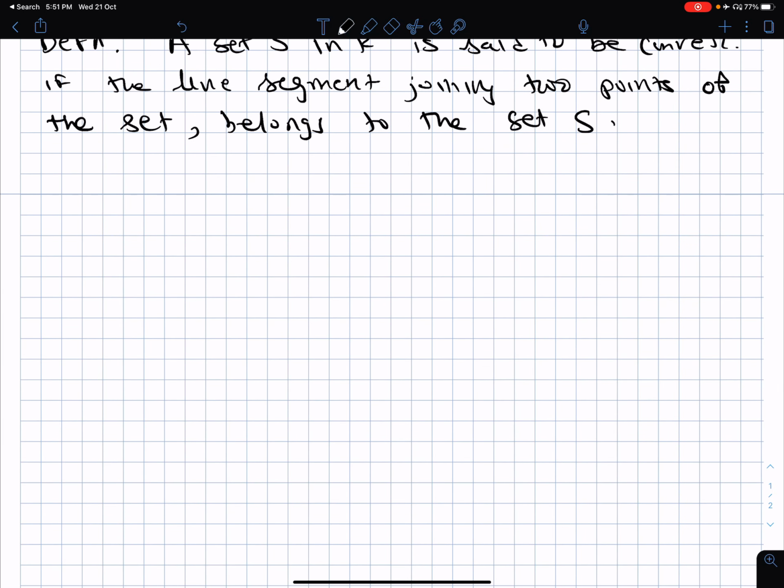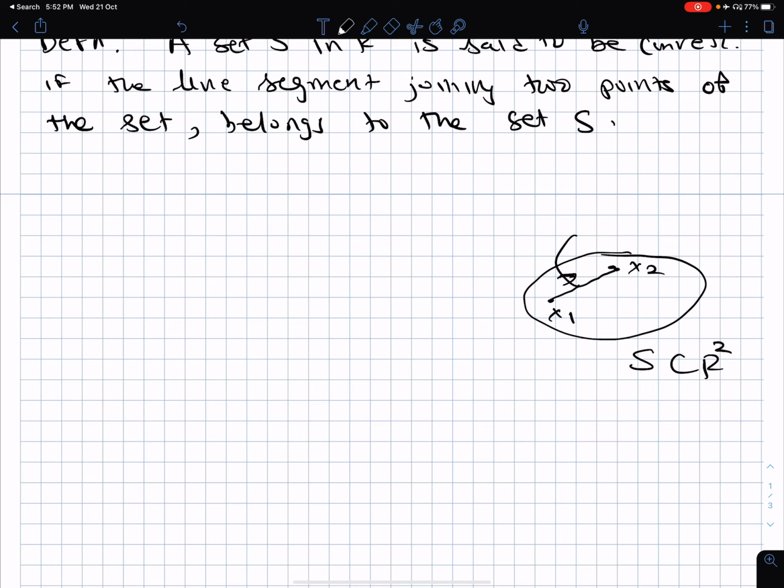So you can see the definition itself has a geometric feeling about it. So let's say this is a set S in R square. This is a subset of R square. Take any arbitrary two points x1 and x2. Okay, join the line segment. The complete line segment belongs to S.